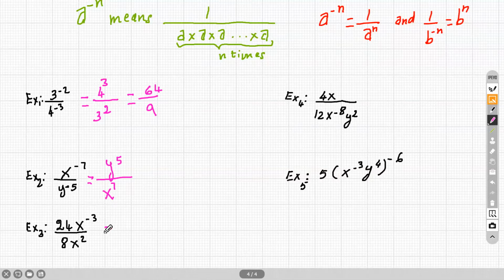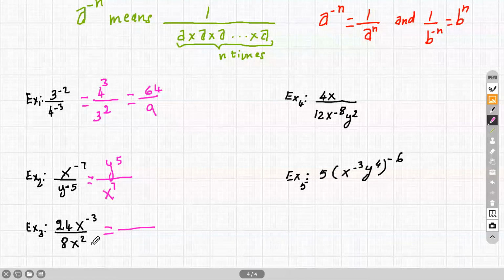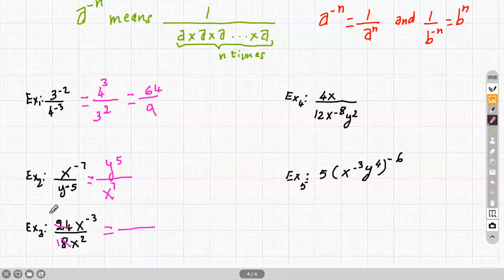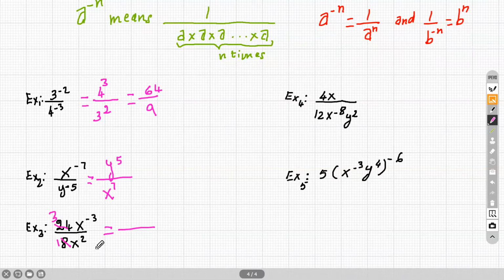Let's look at example number 3. First, we have numbers here, so let's see if we can simplify those numbers. Can we simplify 24 and 8? Yes. 8 goes into 8 one time, and 8 goes into 24 three times. So that means 24 divided by 8 is just 3. That's what this means. So this 3 stays here.